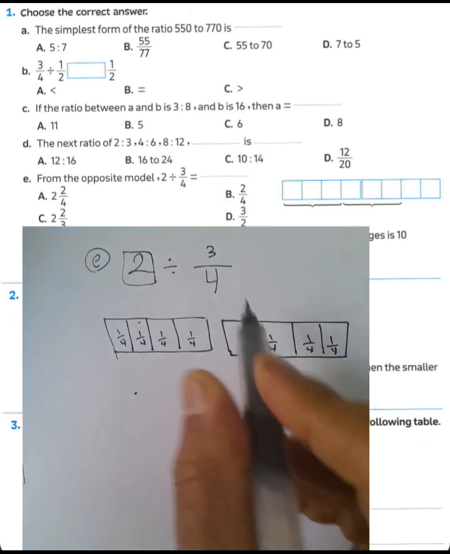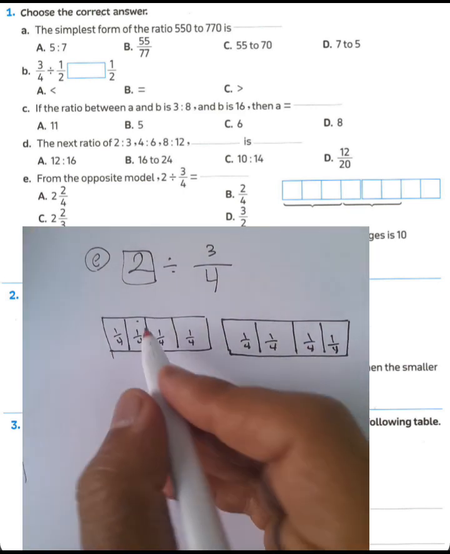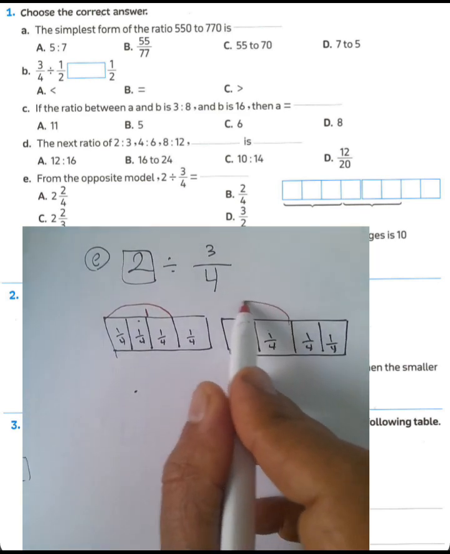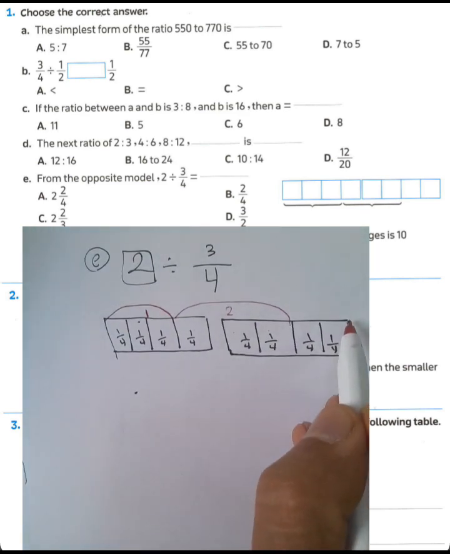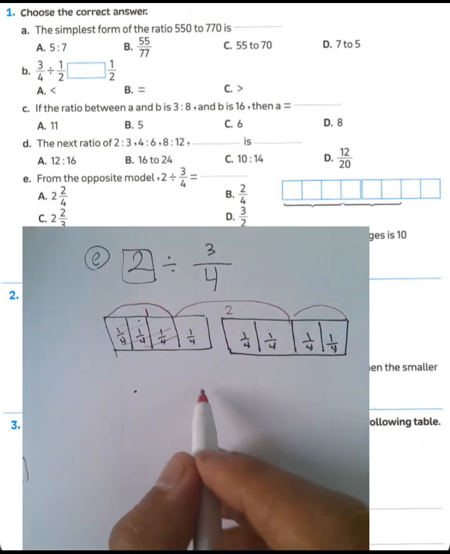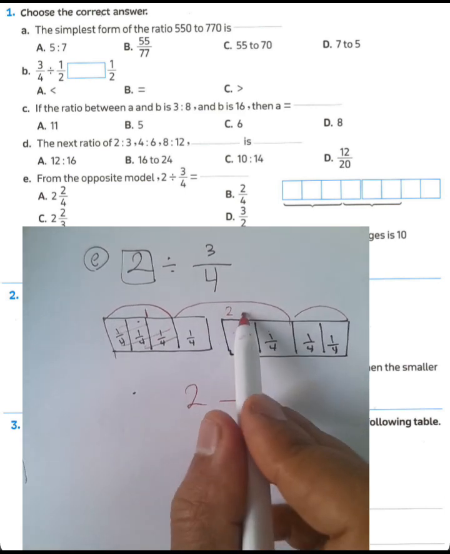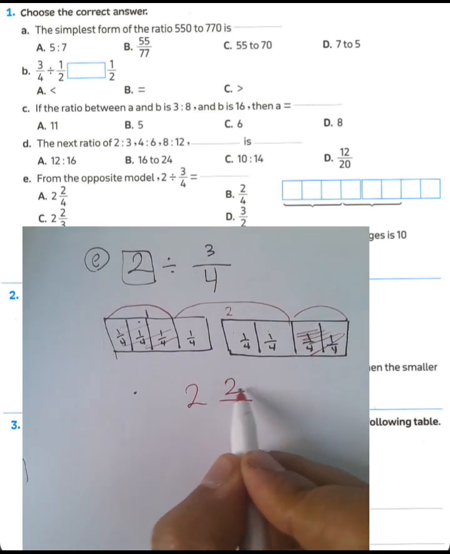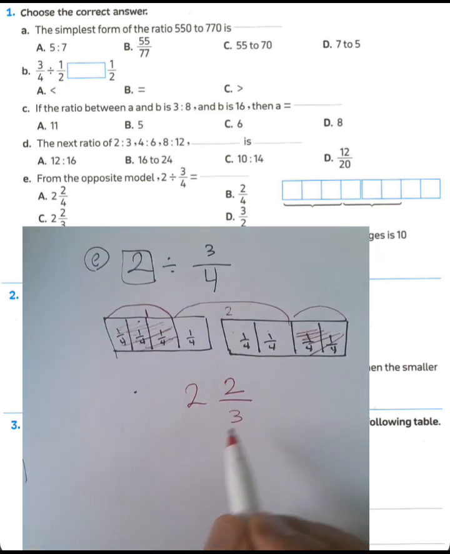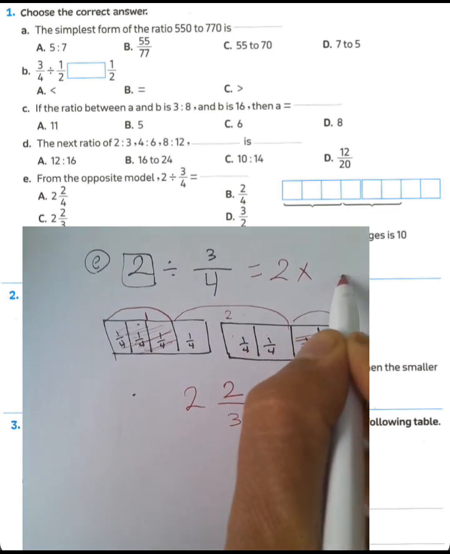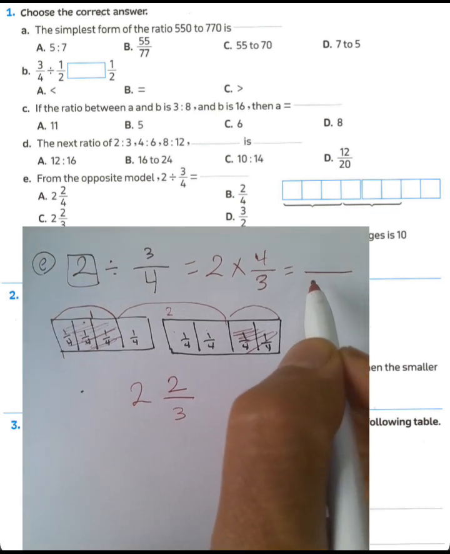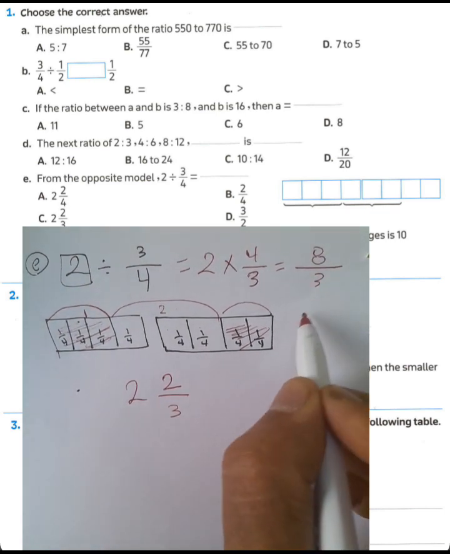How many 3 fourths are in 1? 1, 2, 3. We have 3 fourths, so the whole number is 2, and the remainder is 2 parts from 3 parts in the one set. Or you can solve 2 multiplied by the reciprocal of 3 over 4, which is 4 over 3. 2 times 4 equals 8 over 3. You can simplify it by writing 3 in the numerator.